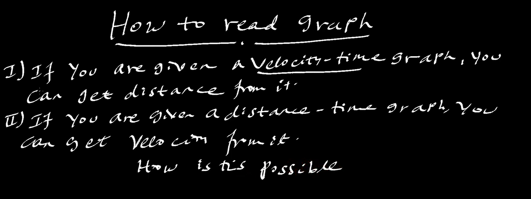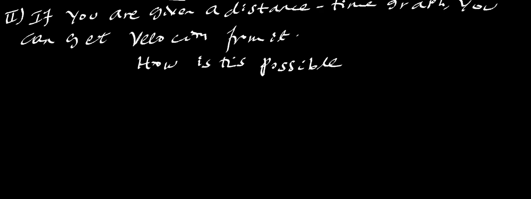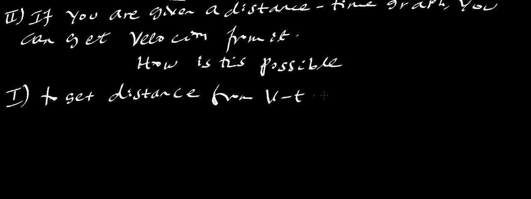One, to get a distance, we say that distance can be gotten from the velocity time graph. That means to get distance from a velocity time graph, find the area of the given graph. Find the area of the figure between the graph and the time axis. The area of the figure formed by the velocity time graph and time axis is equal to the distance traveled.